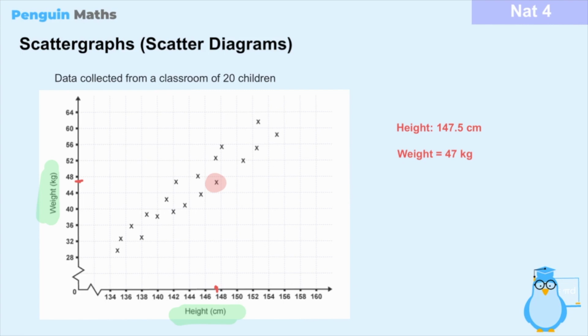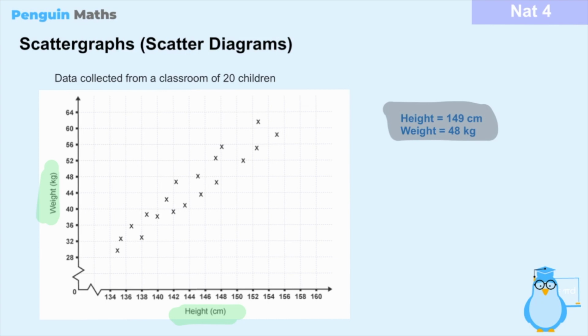And it's in this fashion that each of these other points are collected. For every student, they would have their height and their weight measured, and that would mean that they would represent a point on this scatter diagram. Another example on this graph would be this point right here, where we have a student that has a height of 138 centimetres and a weight of approximately 33 kilograms, which we can see here.